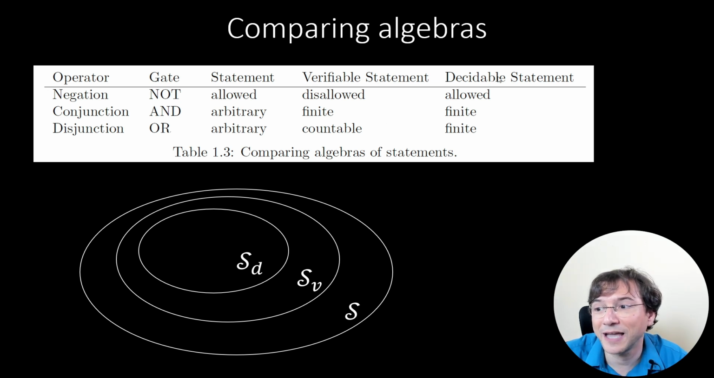And then, of course, we have the algebra of decidable statements, where negation is allowed again, because everything terminates, and you can do finite conjunction and finite disjunction, so it's a different thing.